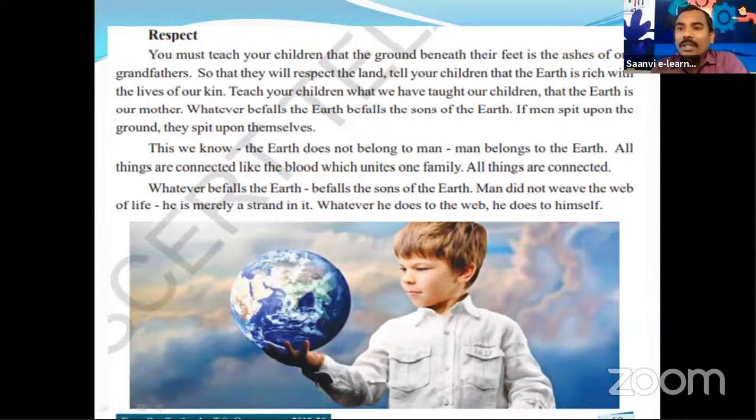So we treated the earth as our own mother. Chief Seattle is asking the American government to treat the land as your mother. This we know, the earth does not belong to man. The man may be thinking that the earth belongs to the man, but it is not correct. The man belongs to the earth.